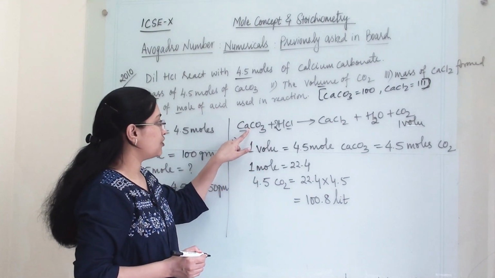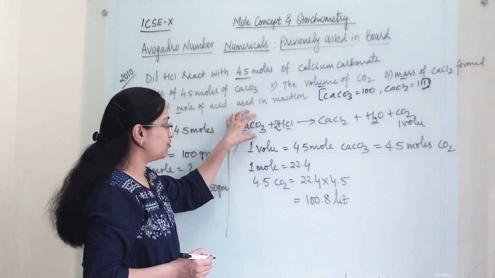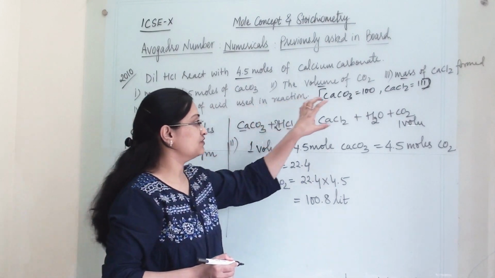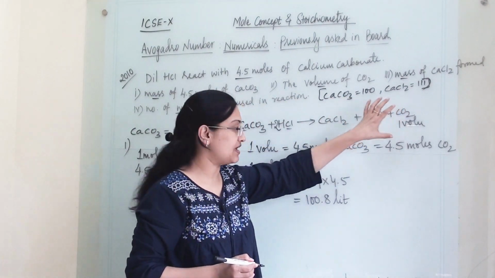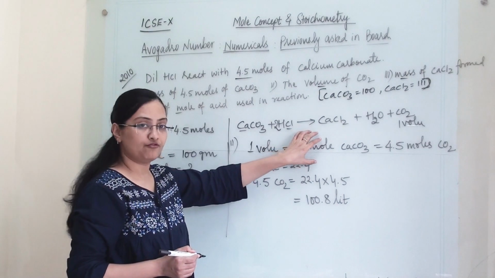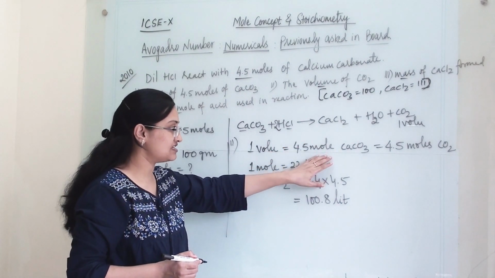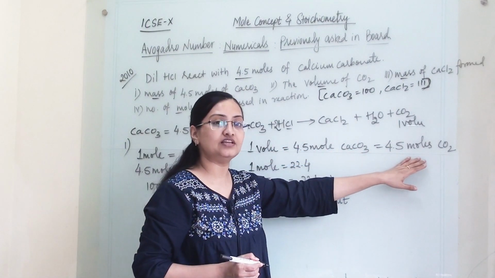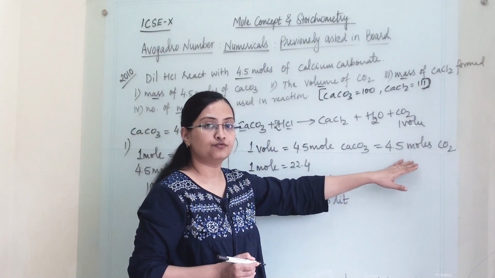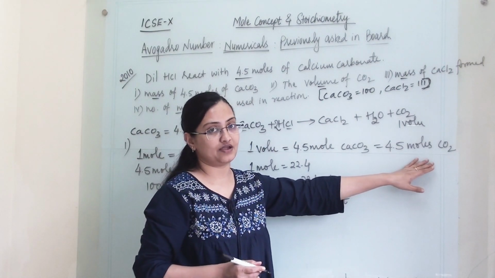We found out from the equation itself that 1 volume of calcium carbonate will generate 1 volume of carbon dioxide. Then if we have 4.5 moles of calcium carbonate, then equally it will generate 4.5 moles of carbon dioxide.